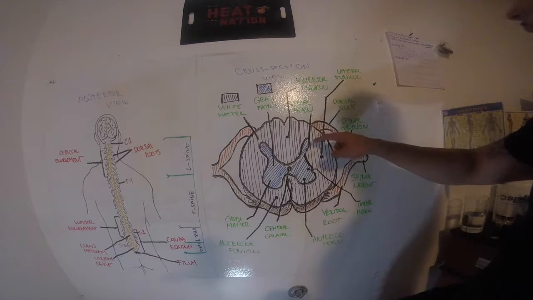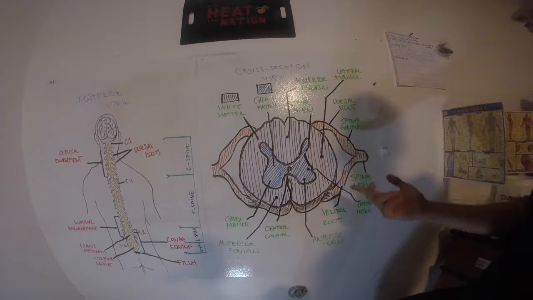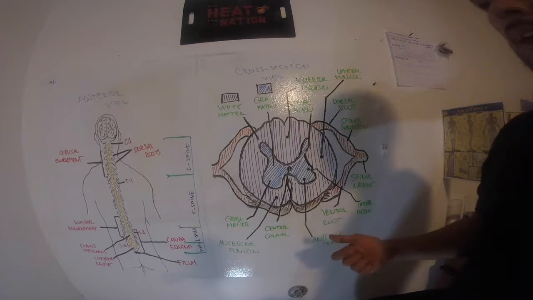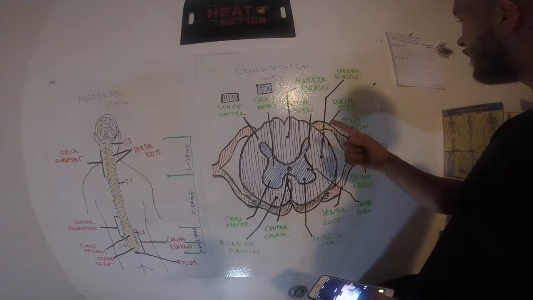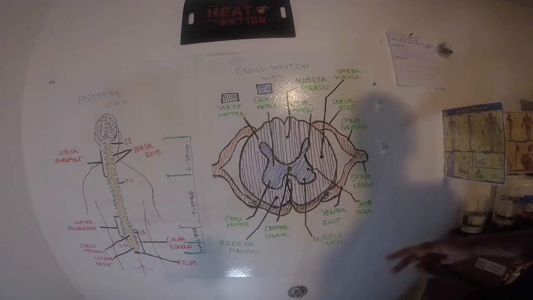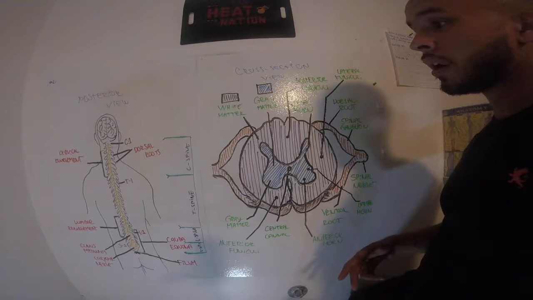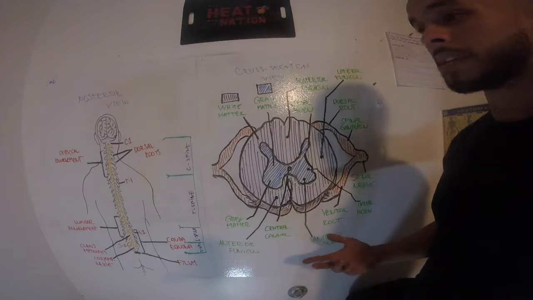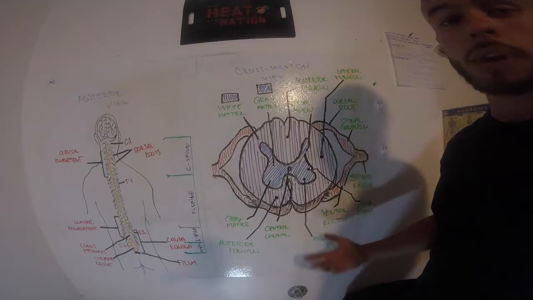In the posterior horn right here, you're going to find a set of sensory interneurons that are both somatic and visceral, and are only found in the central nervous system. In the anterior horn, you're going to find motor neurons that are somatic and are in charge of skeletal muscle control and basically control the movements that the skeletal muscle or the body performs.